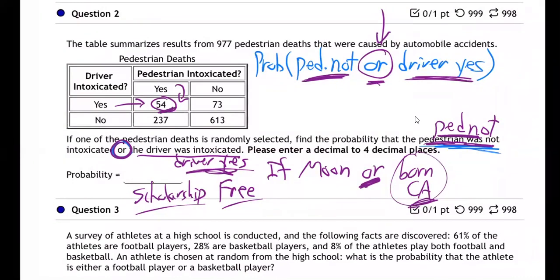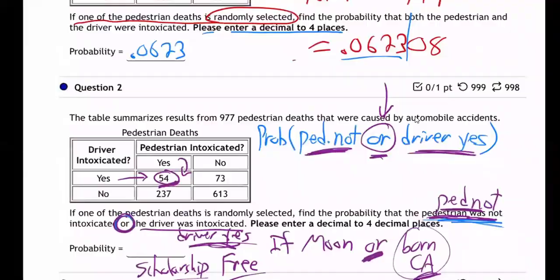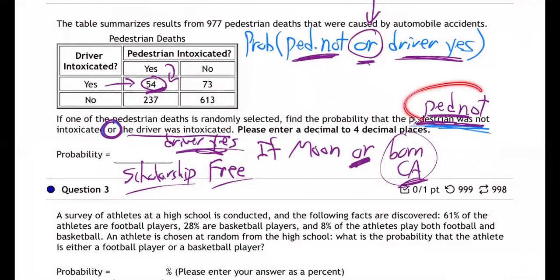So let's get back to these 54 here. Are they in the group? Well, for those 54, was either the pedestrian not intoxicated or the driver was? Well, yes, the driver was. So they meet the second condition. Okay, they're in. Okay, what about these 237? Are they in? Well, they're all driver no, pedestrian yes. So are they in?